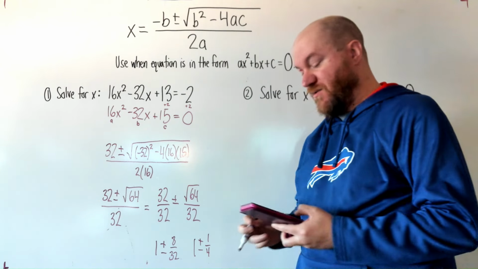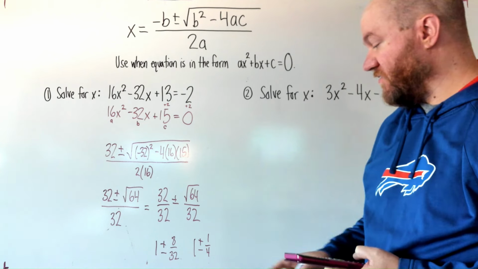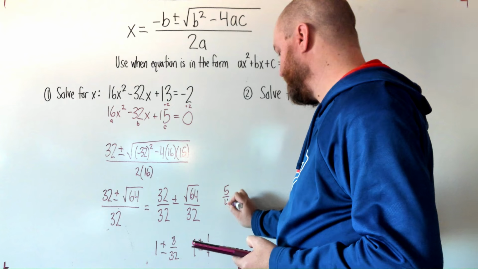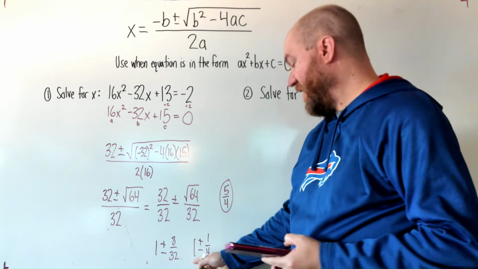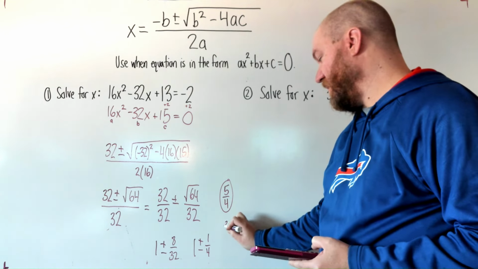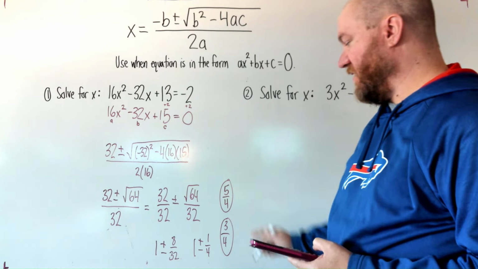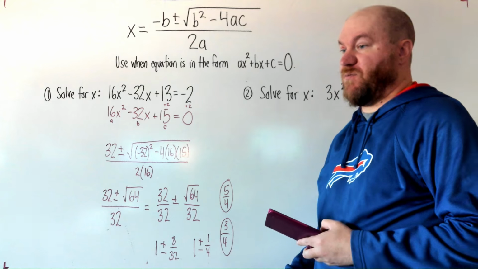So we have 2 answers here. We need to figure out what both of those are. So 1 plus 1/4 is 5/4. That's one of my answers. And 1 minus 1/4 would be 3/4. So we have 2 answers to this question here, 5/4 and 3/4.